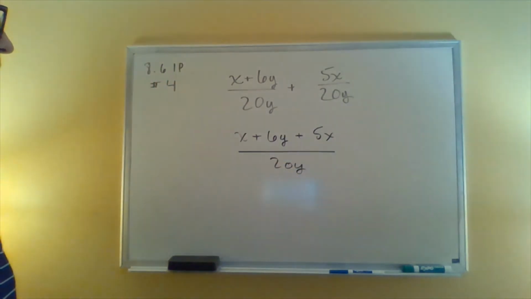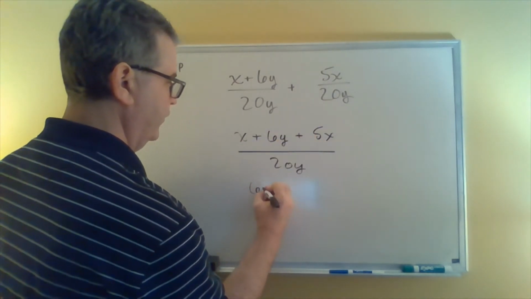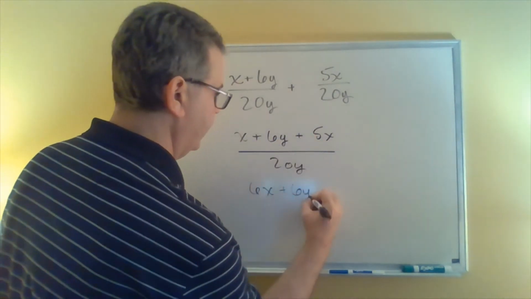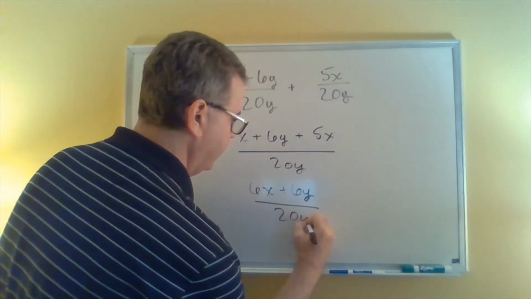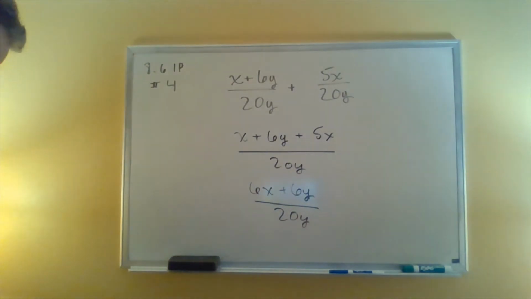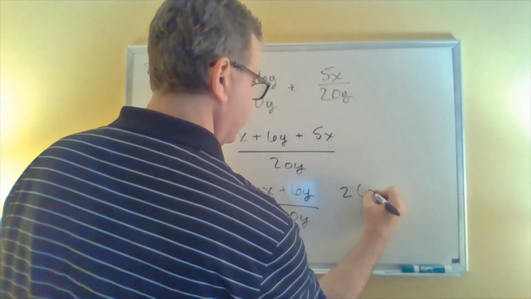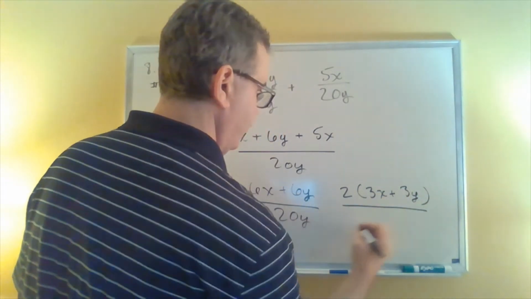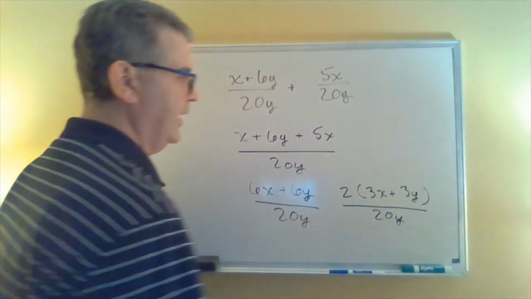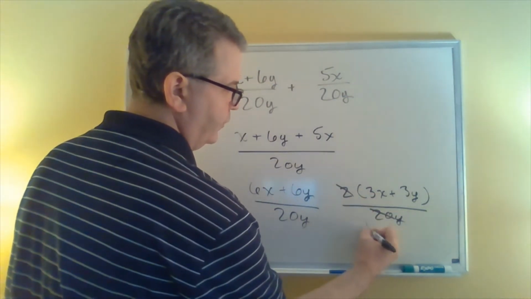So I'm going to combine like terms. I'm going to have 6x, x plus 5x is 6x, plus 6y over 20y. If I factor a common factor out of the top, I'm going to factor a 2 out. So 2 times 3x plus 3y, that would be over 20y. So I can reduce the 2 over 20. The 2 will wipe out and 2 goes into 20 10 times.